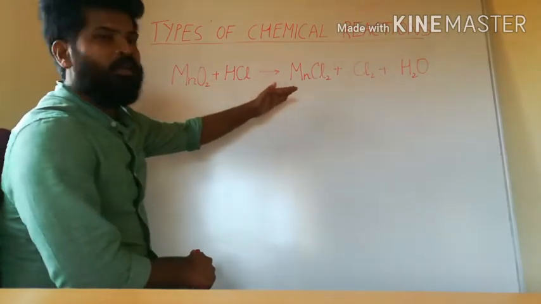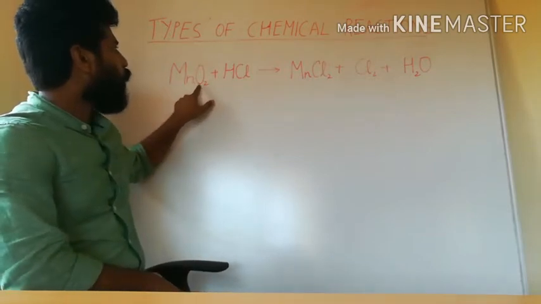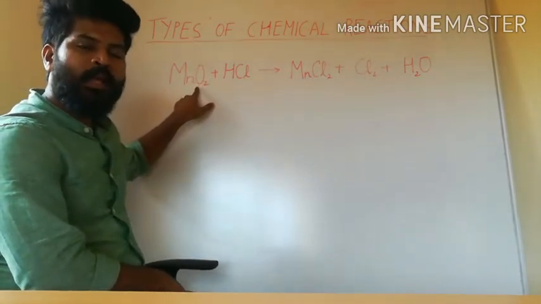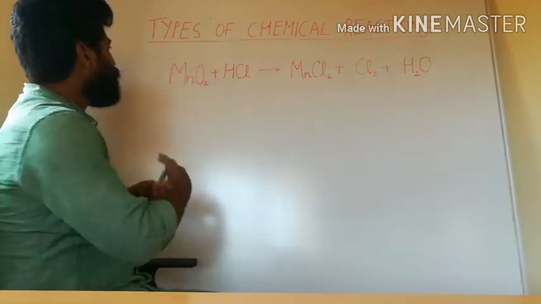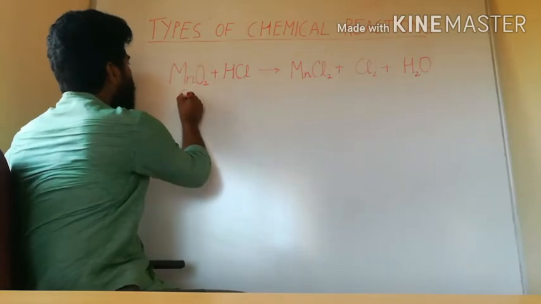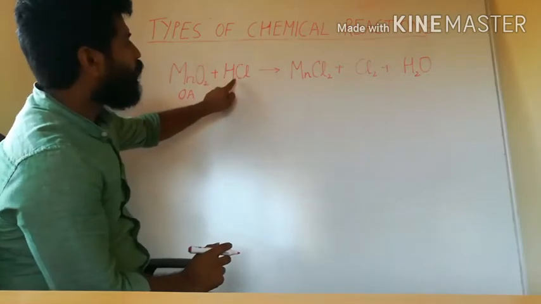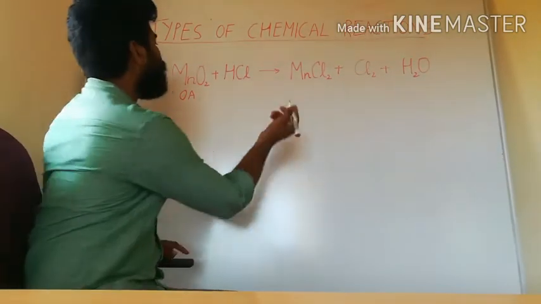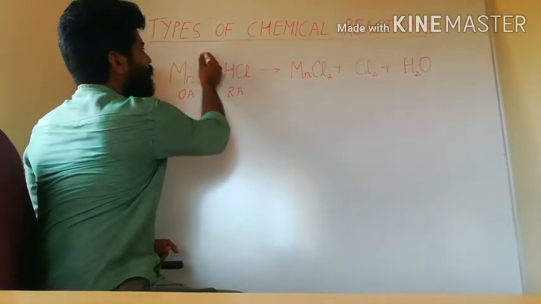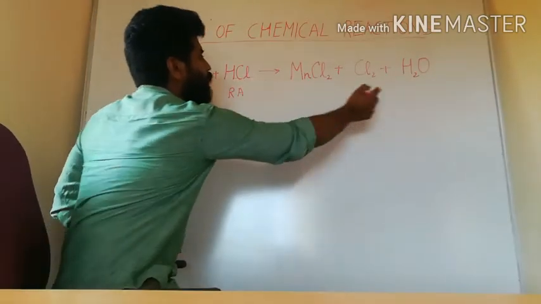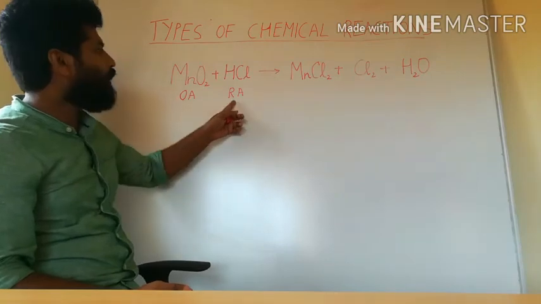So looking at the equation, we realize that manganese oxide is an oxidizing agent because it is the one that is providing oxygen. So we can straight away say that manganese oxide is the oxidizing agent, and hydrochloric acid will automatically be a reducing agent. Manganese oxide will lose oxygen, and this particular one will gain oxygen. So we have already identified the oxidizing agent and reducing agent.